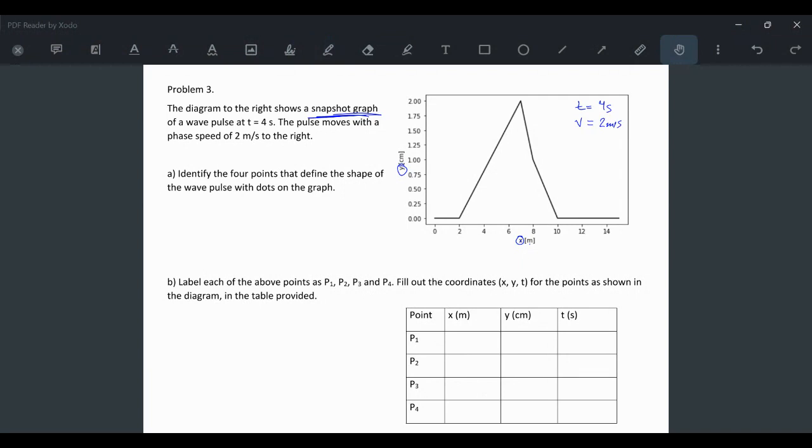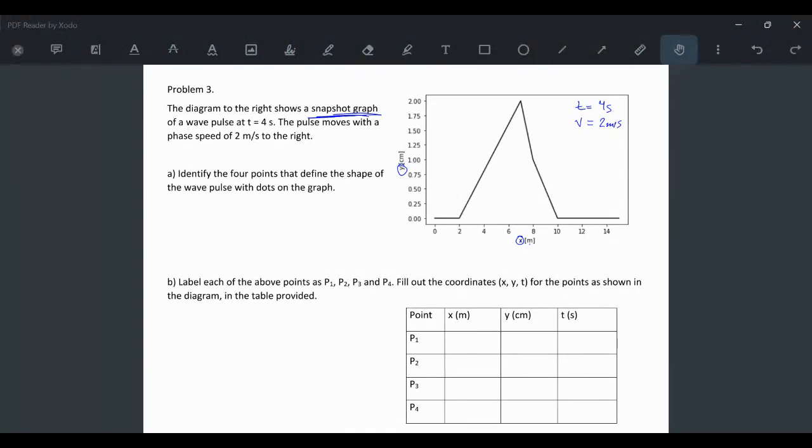So part A is asking us to identify 4 points that define the shape of the wave pulse within the graph. This is just a single pulse. It's not a repeating wave or a periodic wave. It's just a single pulse that's traveling to the right.